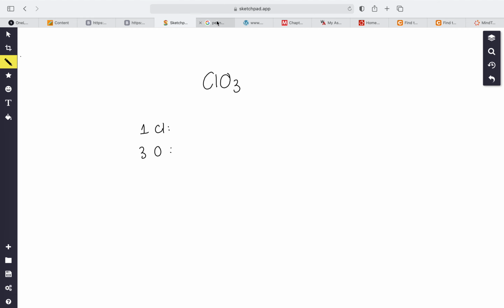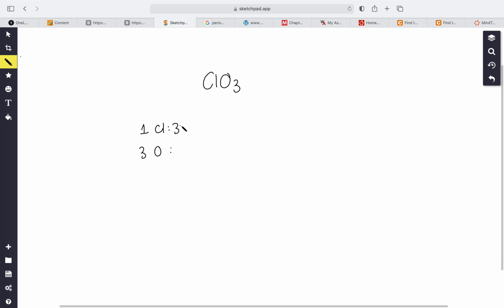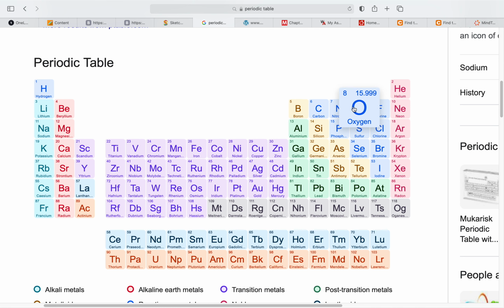All right, so let's say we have ClO3. We've got 1 chlorine and 3 oxygen. So 1 chlorine will weigh 35.45 grams per mole. And then we have 3 oxygen at 15.99. Again, you can write 16, you can write 15.99, you're pretty much going to get the same answer. And we got that from the periodic table.